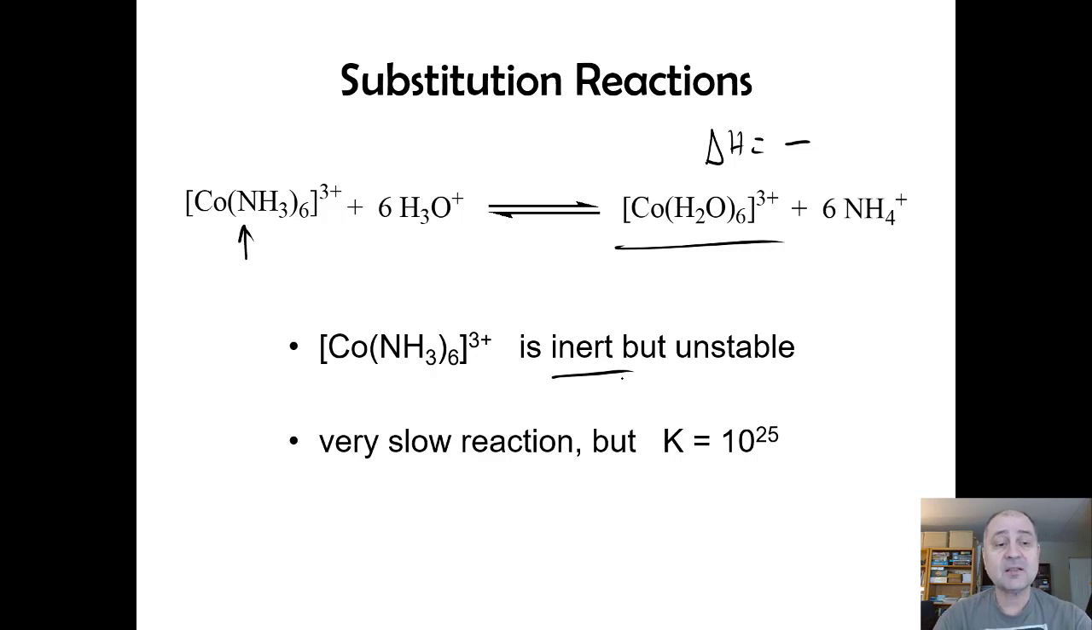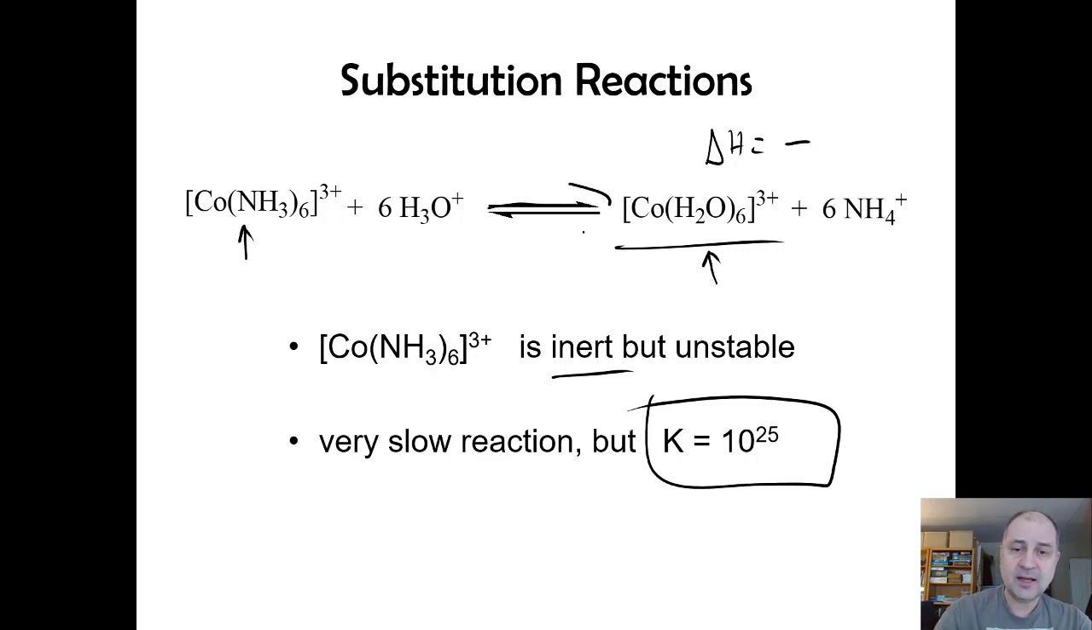It just reacts very, very slowly, right? So it does exchange, it does kick out amine ligands and take up aqua, but it's just a very slow reaction. But if you look at this K here, right? Once this is formed, there really is no going back. So this equilibrium lies very, very far to the right, so there's very little going back. I mean, look at this K, 10 to the 25.